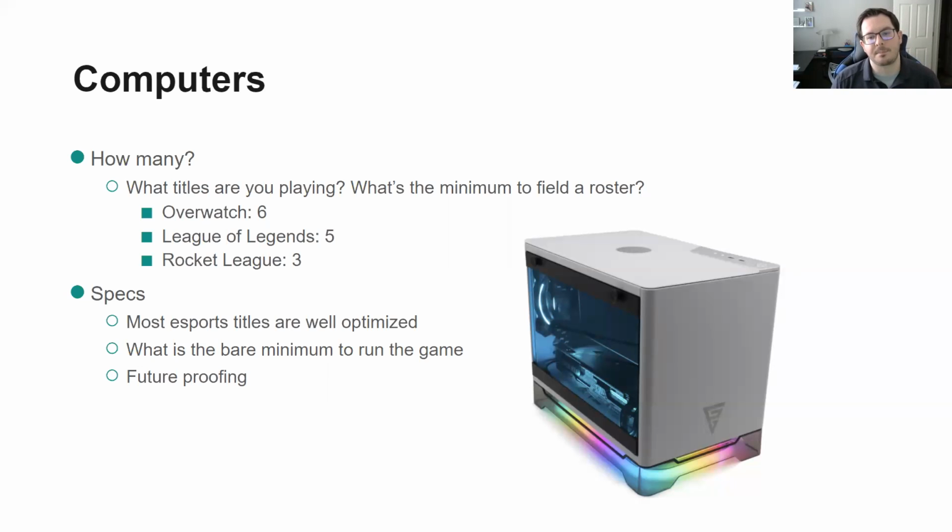So what's the minimum I need to field a roster to actually be able to play the game? A lot of schools will take a look at that number and then double it to be able to say, okay, I have a varsity team and a JV team, or an A and a B team, and they're going to be able to scrimmage each other in practice. So, if we've got Overwatch as the title we're playing, I'm going to look at 12 computers so that I can have my full roster playing against each other in practice.